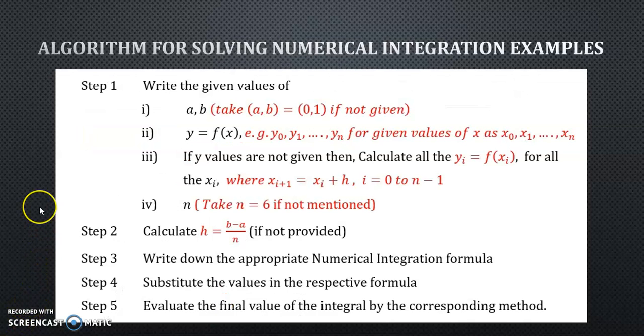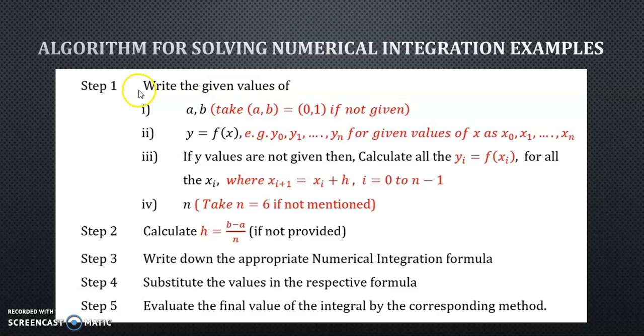So as promised, I tried to make this lecture easy for you to understand this concept and how to solve easily. I'm giving you the algorithm for solving numerical integration examples. An algorithm is nothing but it's like a computer program. You just follow step 1, step 2, step 3, etc. So you take an example, go to step 1, check whatever is given, follow the steps, and then you can solve.